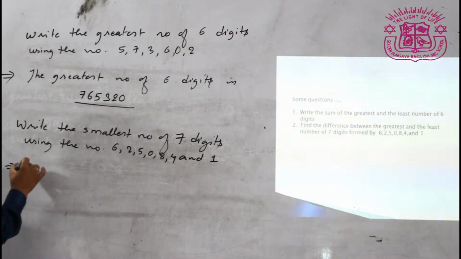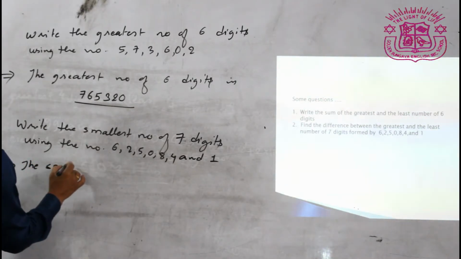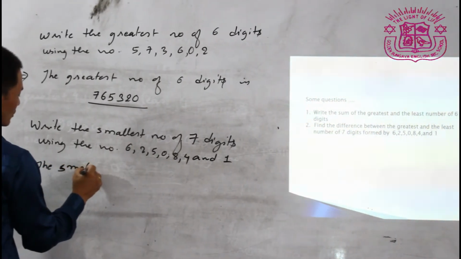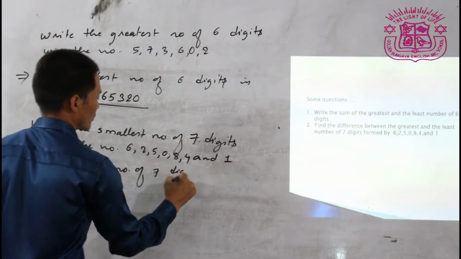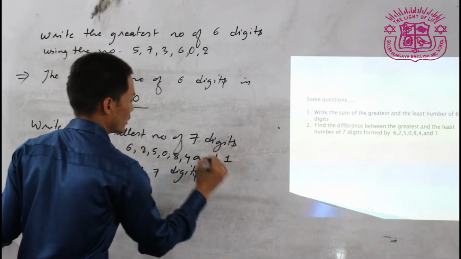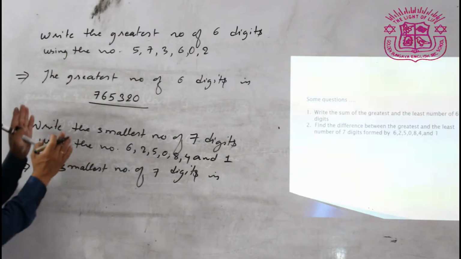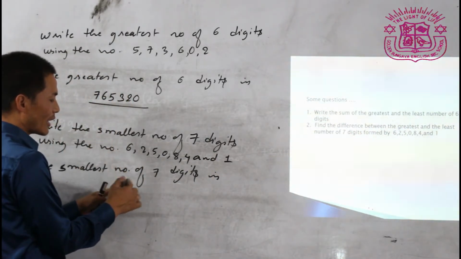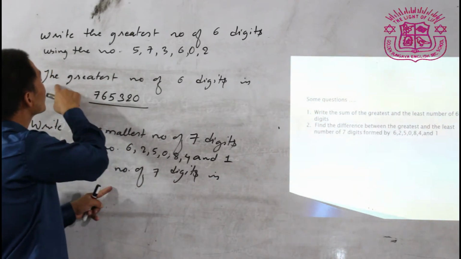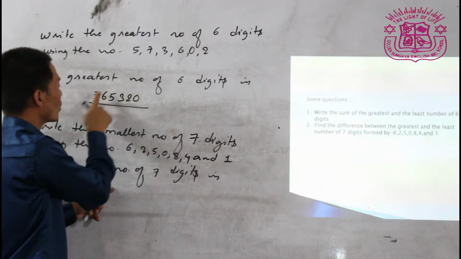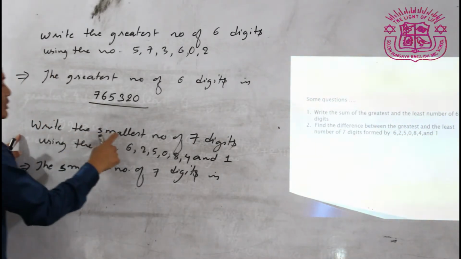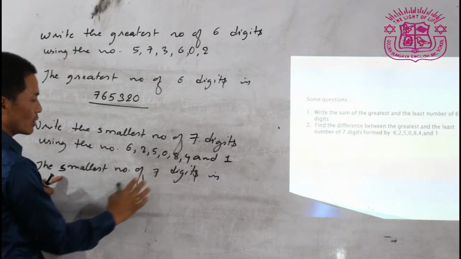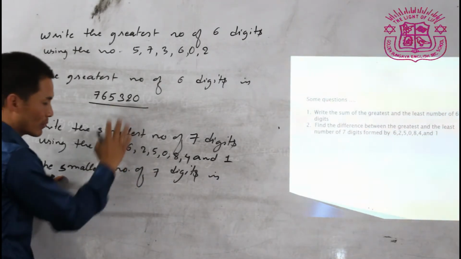Okay. The smallest number of 7 digits is, we have to write the small digit at first. Here, while making the greatest number, we write the greatest number at first. And while making the smallest number, we have to write the smallest number at first. This is the term that you have to understand.